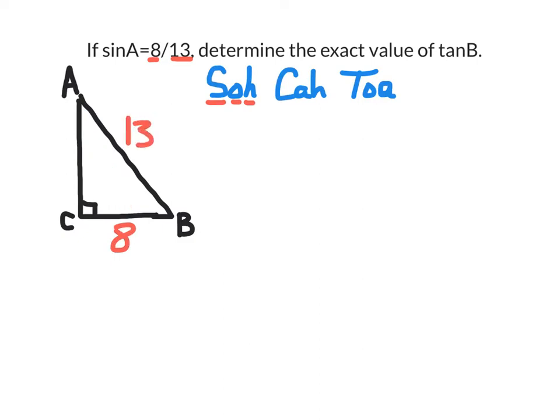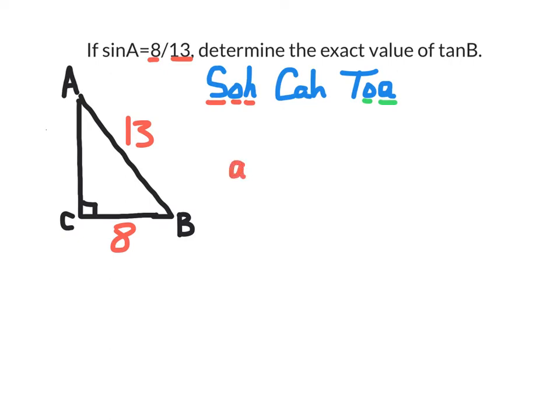The question is asking me to calculate the tangent of B. So for tangent, I need to know the opposite and the adjacent. From angle B, the opposite side is over here, and I don't know how long that is, so I need to do some work to figure that out. I can use the Pythagorean theorem to figure out that length.